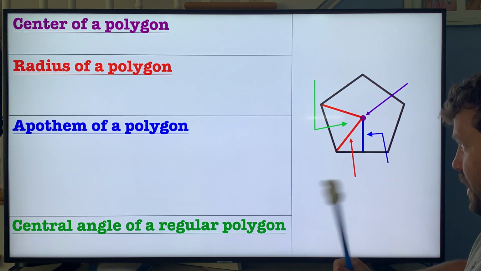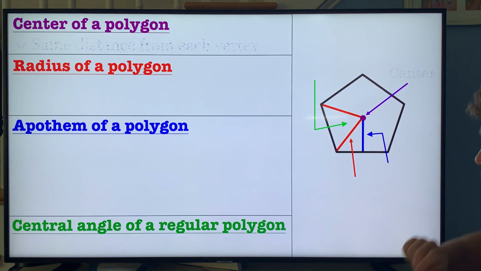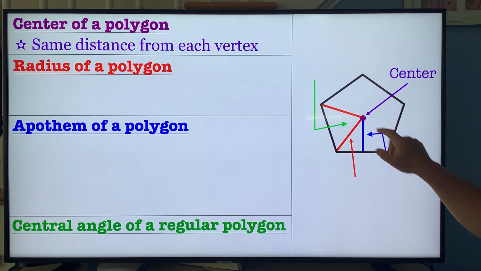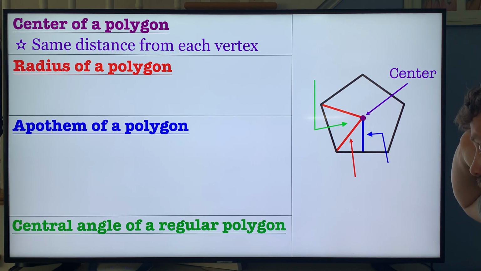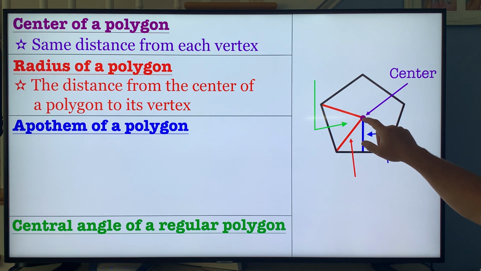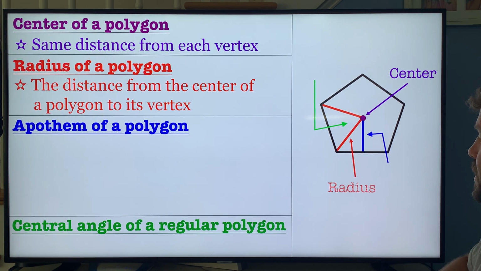So, the center of a polygon, right there, is the same distance from each vertex. Pretty easy. So that means if I wanted to go to each one of these vertices, the center would be the same distance. The radius is that distance. It's the distance from the center to the vertex, center to vertex, center to vertex. So it's these red pieces right here.